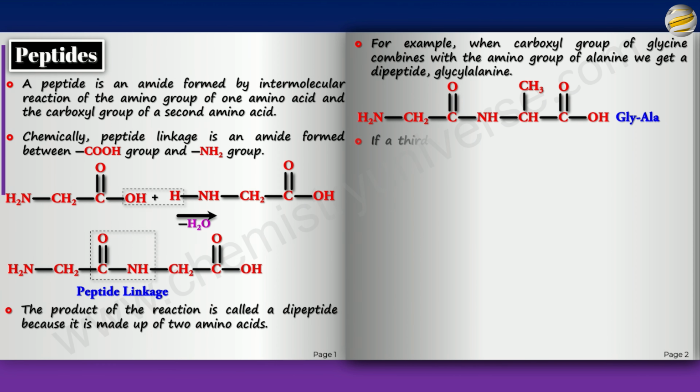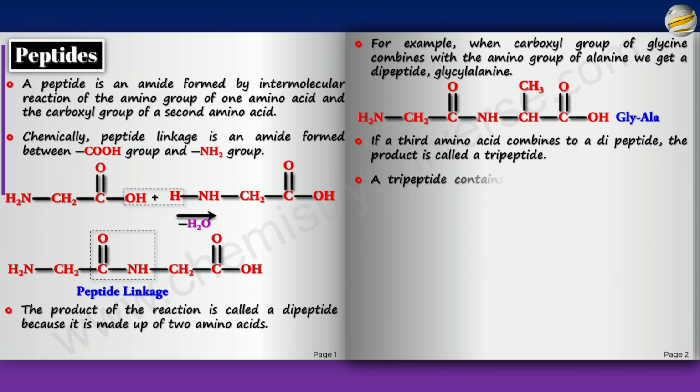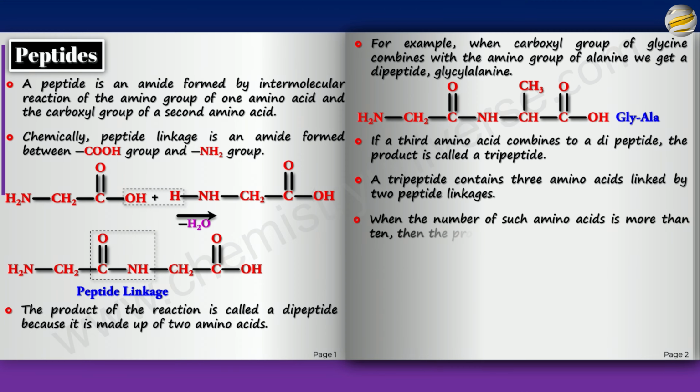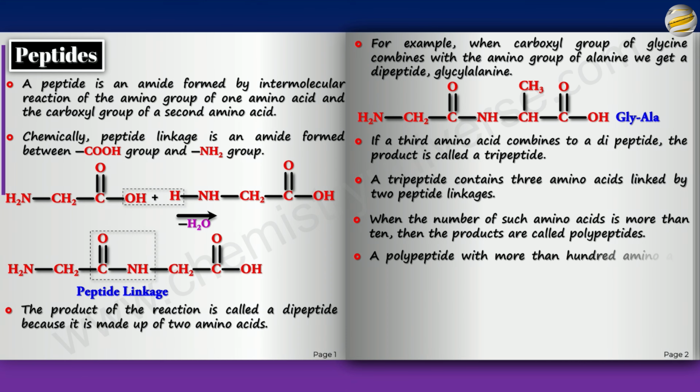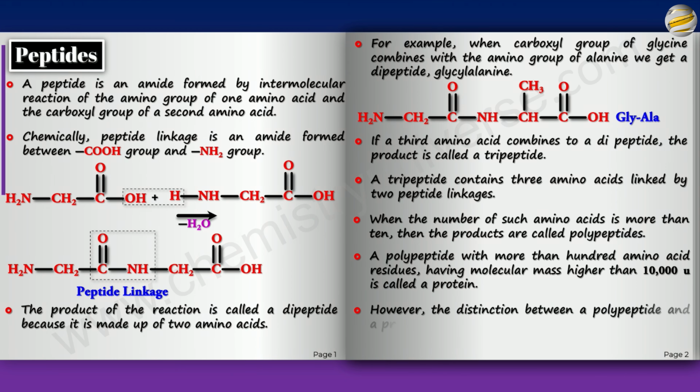If a third amino acid combines to a dipeptide, the product will obviously be a tripeptide. A tripeptide contains 3 amino acids linked by 2 peptide linkages. When the number of such amino acids is more than 10, the product is called a polypeptide. And a polypeptide with more than about 100 amino acids, having molecular mass generally higher than 10,000, is called a protein. However, the distinction between a polypeptide and a protein is not very sharp.